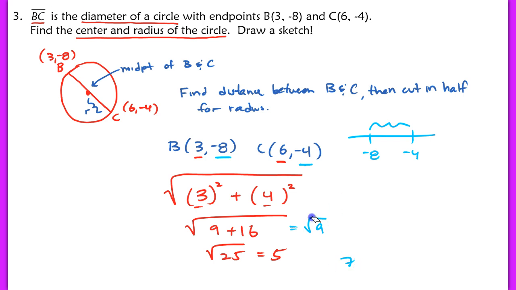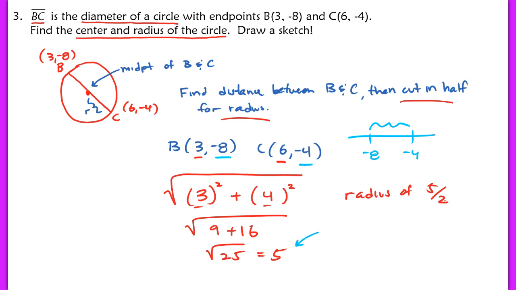All right, so if we have a distance here between points B and C of 5, make sure that you take the next step here, which is to cut it in half, okay, to find the radius. A lot of students will forget to do that. So we have a radius of 5 halves for this circle.